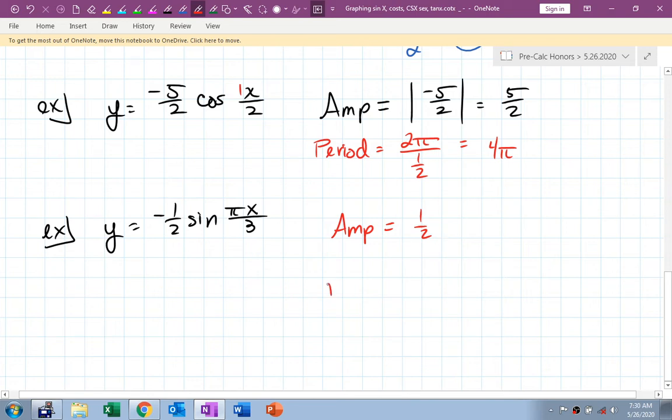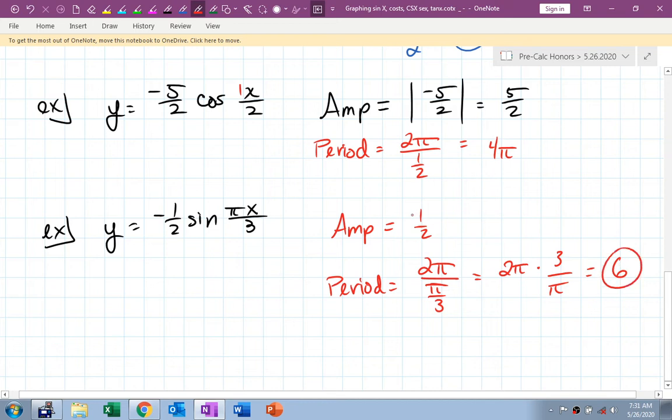Right. The period, 2 pi over pi over 3. Ooh, dear. So really what happens is you have 2 pi times 3 over pi, which is just 6. So our amp is 1/2, our period is 6. These are going to be the first two things we're going to do when we start sketching these, which is going to be our next example. We're going to sketch a function.